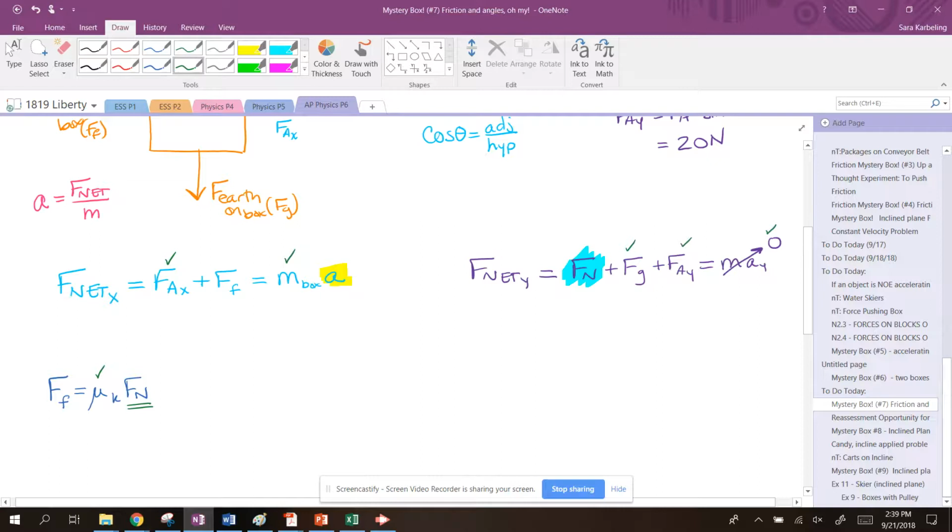So here's the plan. I'm going to let you work on this. Looks like we need to use this equation, Fnet in the y direction, to solve for Fn. That's going to be step 1, right? Then plug that in down here to find out what Ff is. Then plug that in up here to find out what a is. Three steps. Okay? Talk to your table mates. Work on it together. I'm going to give you just a couple minutes to work on that. I think you can do it.